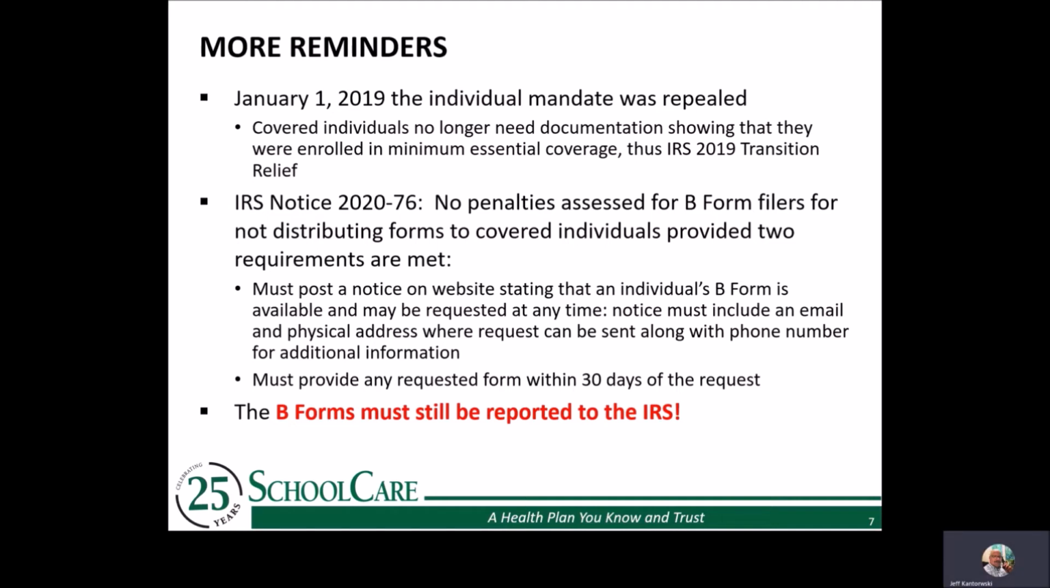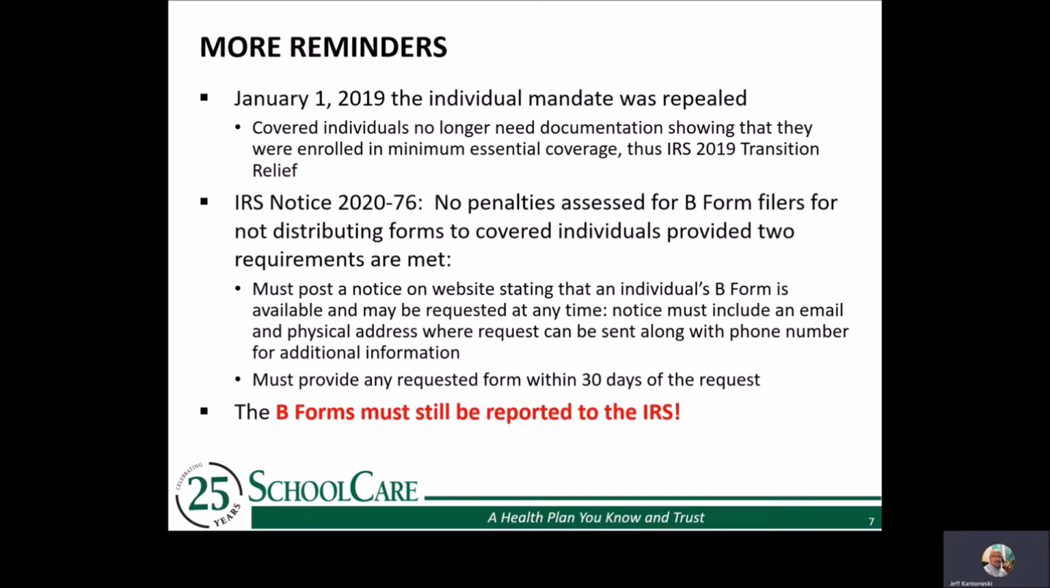IRS Notice 2020-76 indicates that no penalties will be assessed for 2020 against a B form filer for not furnishing the B forms to covered individuals, provided two requirements are met. First, a notice must be posted prominently on your website stating that an individual's B form is available and can be requested at any time.